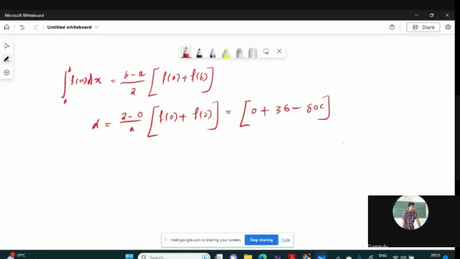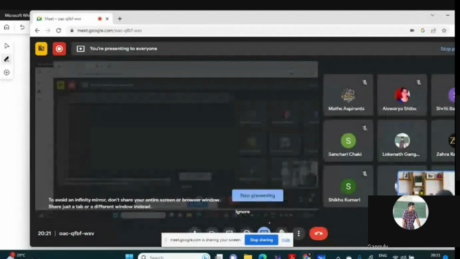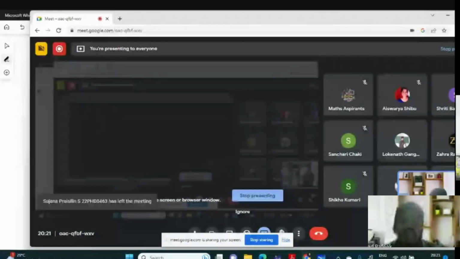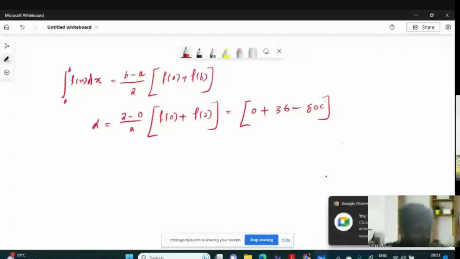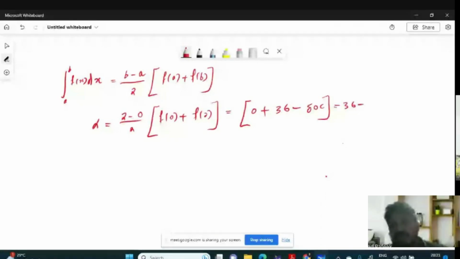Sir, why do you take the 2-point formula only? I'm not getting it. For easiness. You can take more also, but they are just telling trapezoidal rule, so I'm going with it for an easy calculation. You can take more, no issue, but for my convenience I'm going with the easy one. So 36 minus 80c. That is the left hand side.